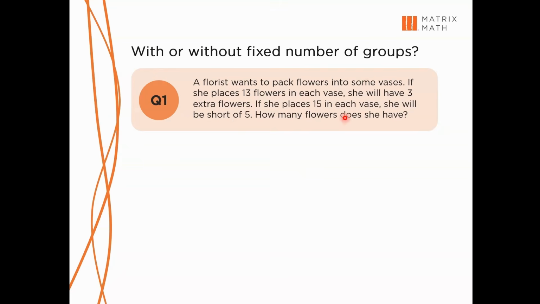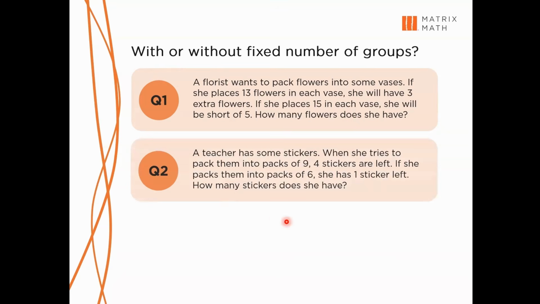Later on, I'll explain the difference between fixed number and not fixed number of groups in terms of solving the question. For now, we just focus on identifying first whether it's fixed or not. Then the second one, how about the second one?